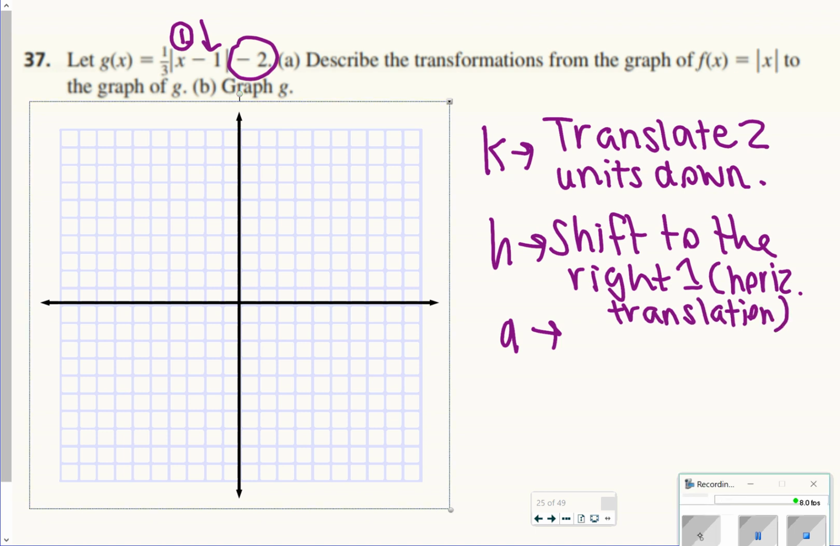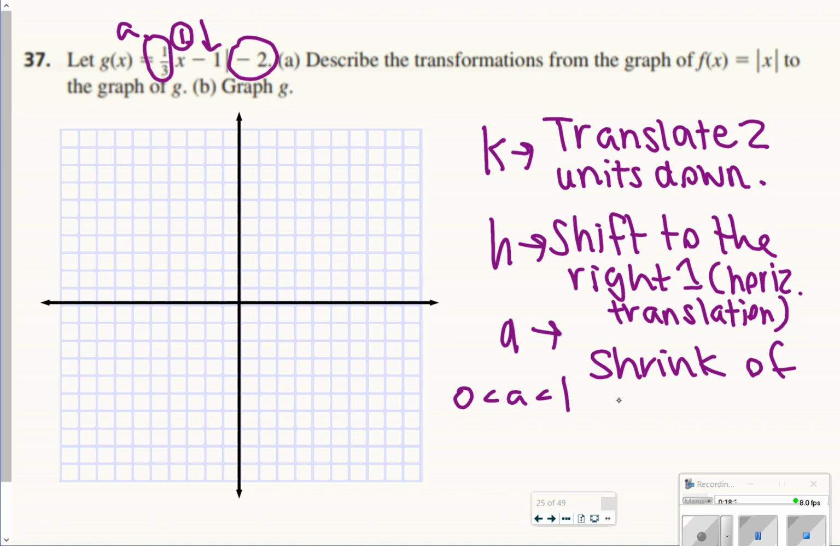The other thing I'm going to consider is a, which is the very beginning of my absolute value, and a is equal to 1/3. Remember, if a is in between 0 and 1, that's going to shrink closer to the x-axis. So this would be considered a shrink of 1/3.